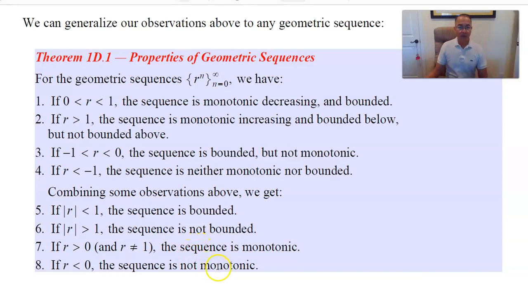So now, what about monotonicity? If r is positive, then the terms are always positive and the sequence is either monotonic decreasing or monotonic increasing. So either way, the sequence is monotonic. But if r is negative, we saw the one where we go down, up, down, up, down, up, like a zipper, then the sequence is not going to be monotonic.